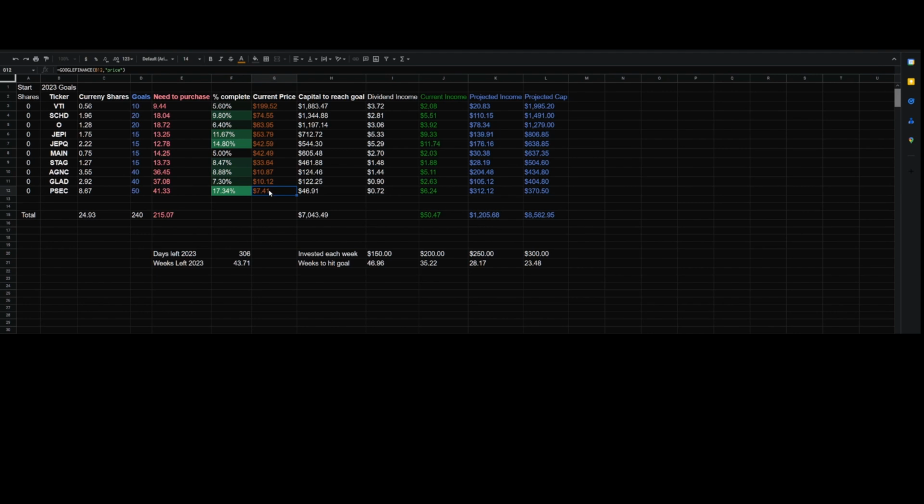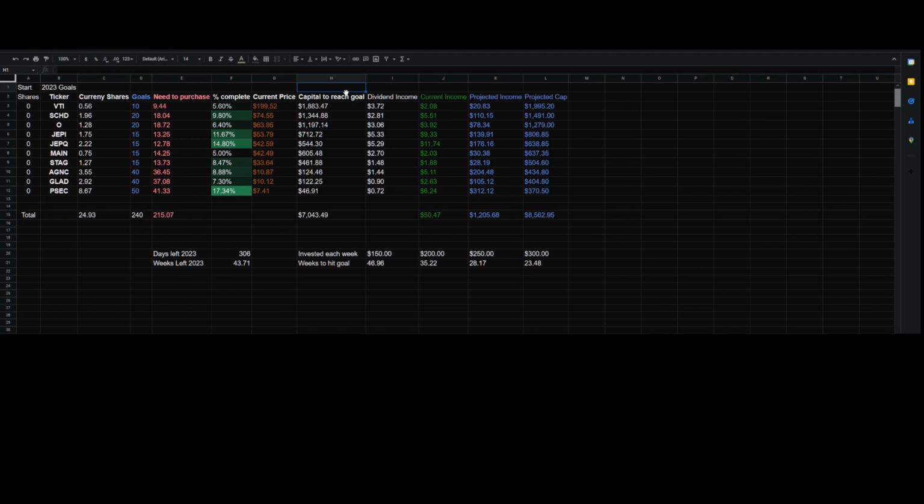Capital to reach a goal. We're just taking the current shares, the goal, and the current share price to get this number. You can see the capital to reach the goal: we need $7,000 more in the account. So quite a bit, considering we're already 2 months into the year, but definitely doable.